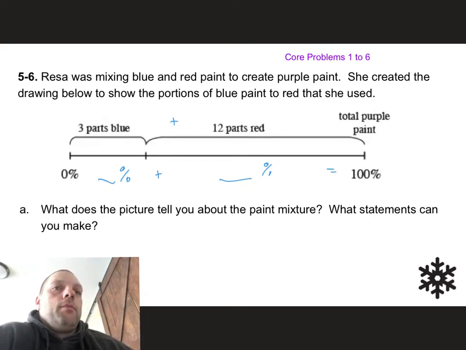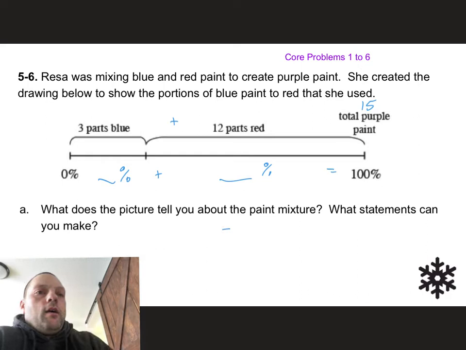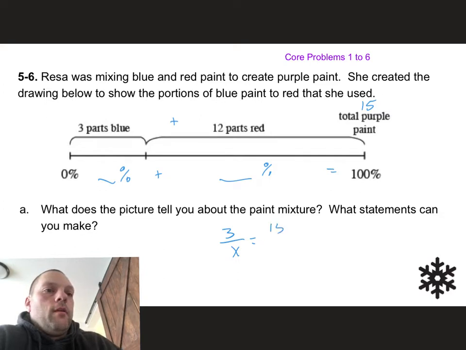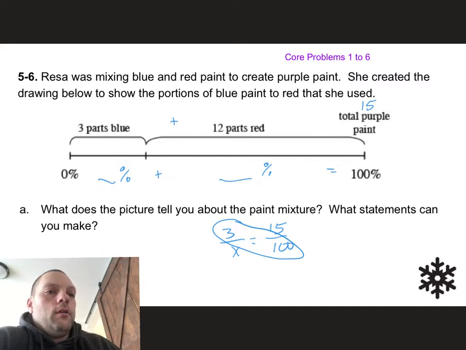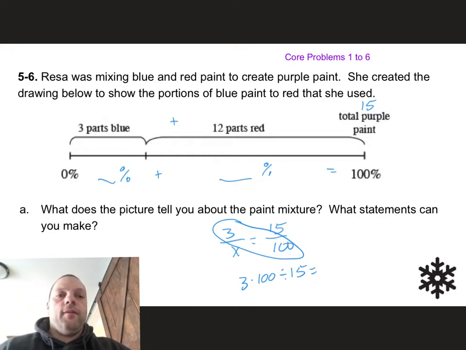So if I add the 3 plus the 12, that's going to get me to 15 total parts. Okay? So now, based off of that information, I can figure out the blue. So I have 3 over X, my unknown, because I don't know what the percentage is, equals 15 over 100. So I'm looking at my total and my 100. And then we just cross multiply. 3 times 100 would give me 300. And then divide that by 15. Let me get out my calculator. Sorry.